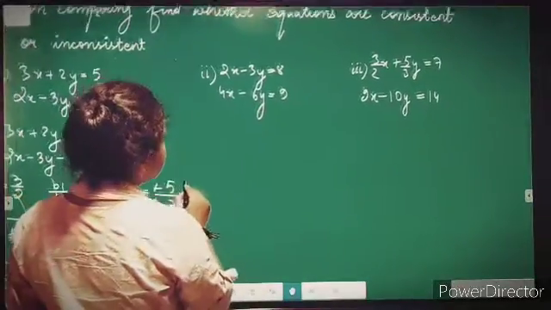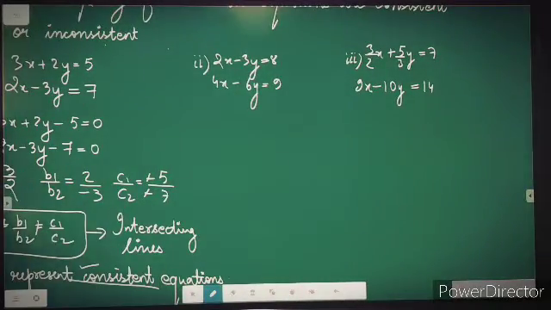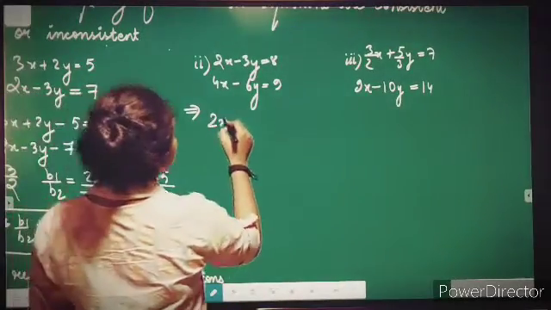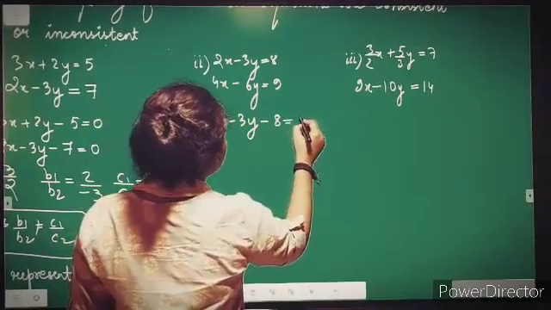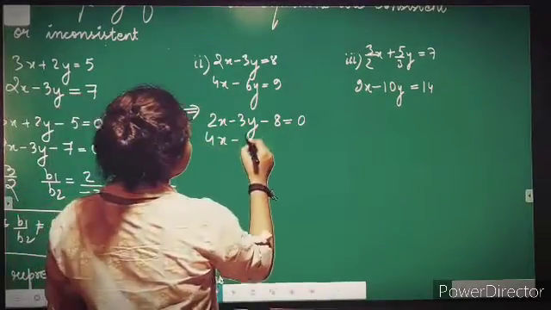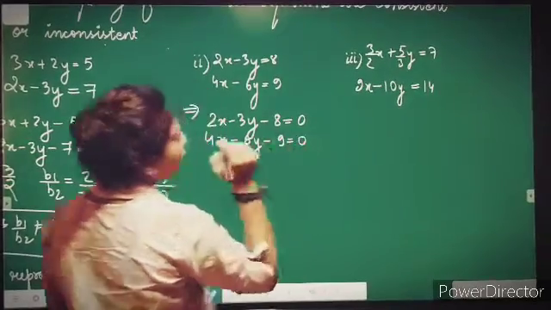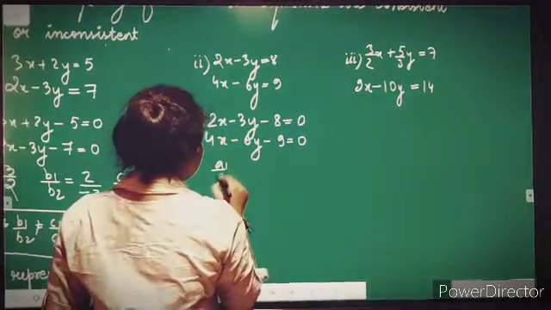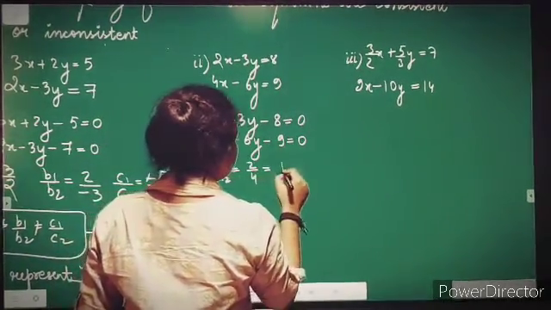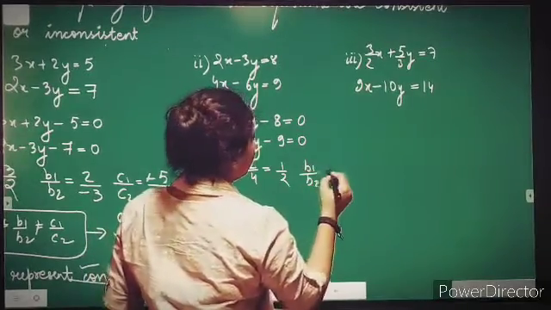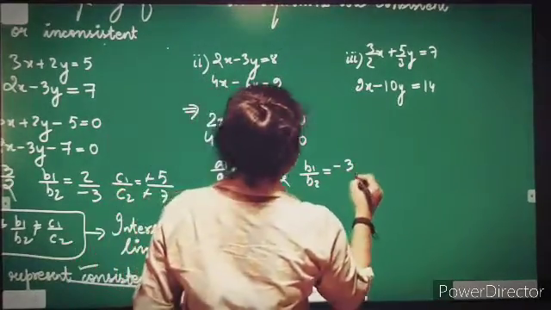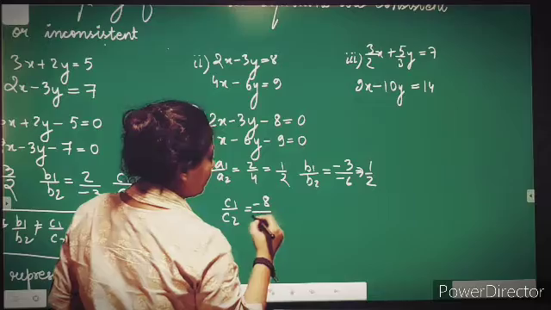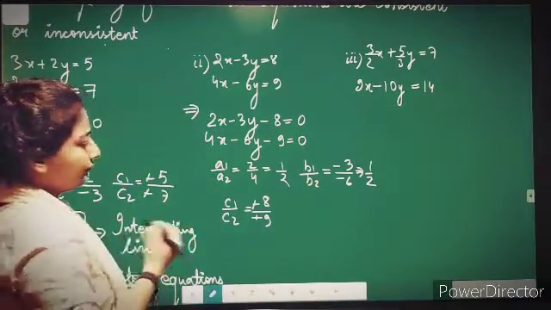Next, in the second part, these two equations are given to us. Let's first shift the constants to the LHS. So 2x minus 3y minus 8 equal to 0, and 4x minus 6y minus 9 equal to 0. Now let's compare a1 by a2, b1 by b2 and c1 by c2. a1 by a2 is 2 by 4, that is 1 by 2. b1 by b2 is minus 3 by minus 6, that is again 1 by 2. c1 by c2 is minus 8 by minus 9, that is plus 8 by 9.